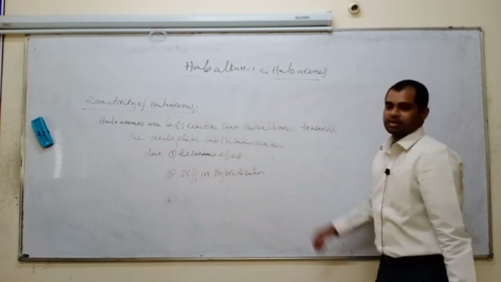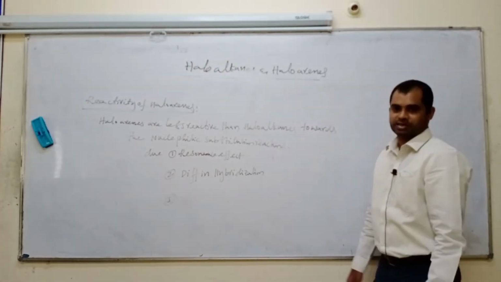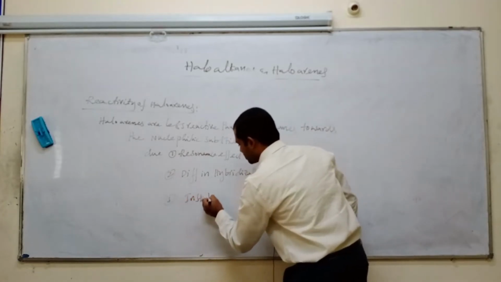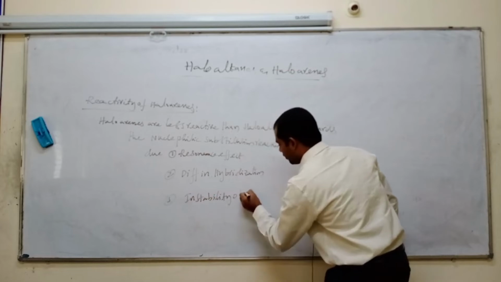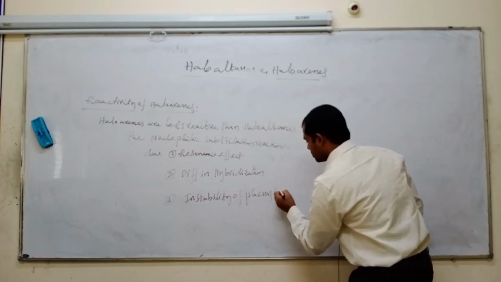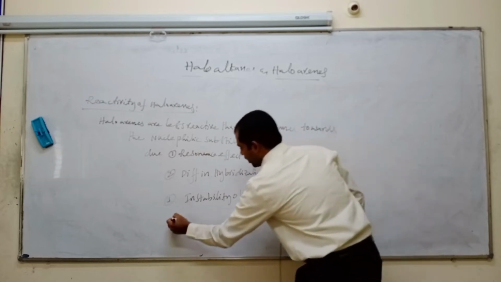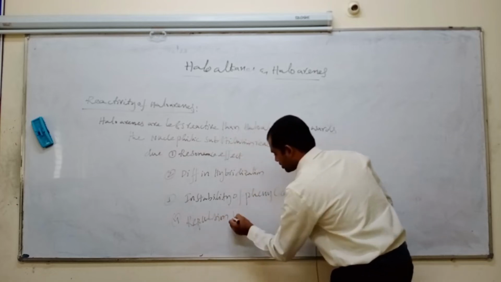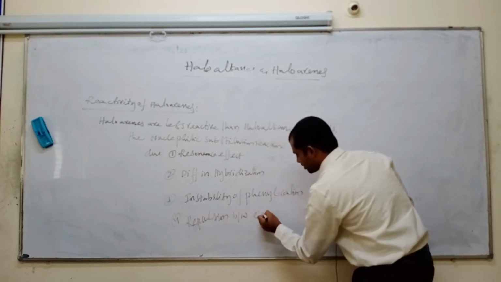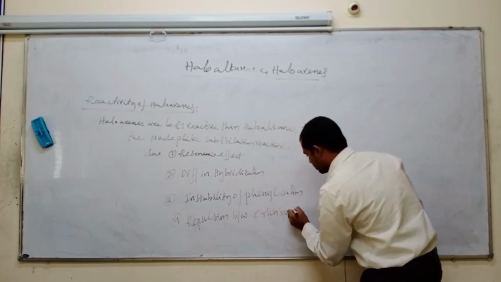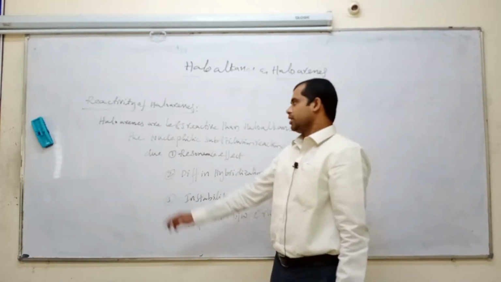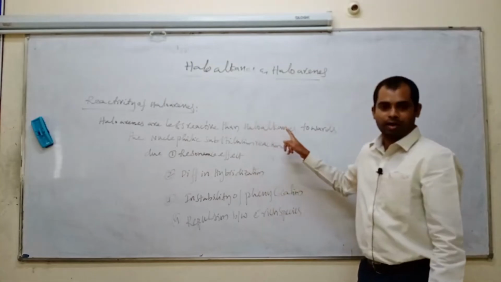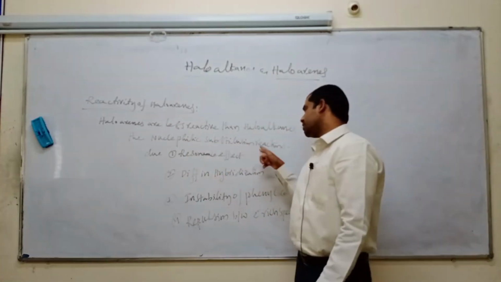Why? Due to the resonance effect. Second factor, due to the difference in the hybridization state. Third one, instability of phenyl cation. Fourth factor, repulsion forces, repulsion between electron-rich species. Because of these four reasons, haloarenes are always less reactive than haloalkanes towards nucleophilic substitution reactions.